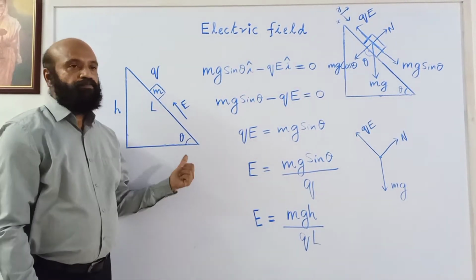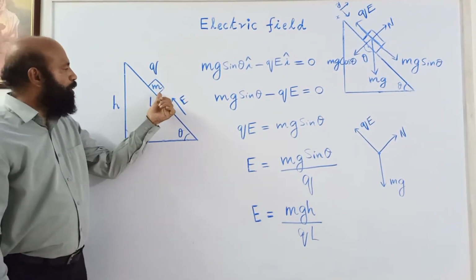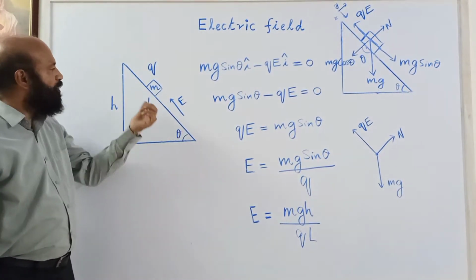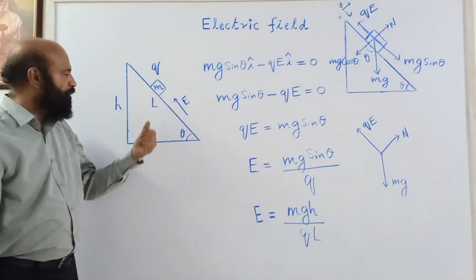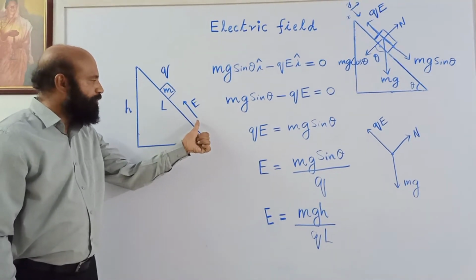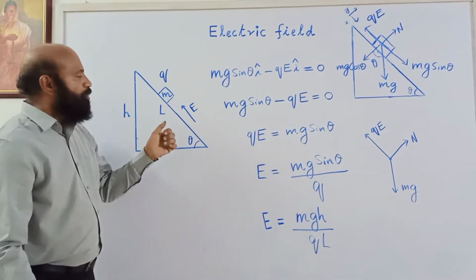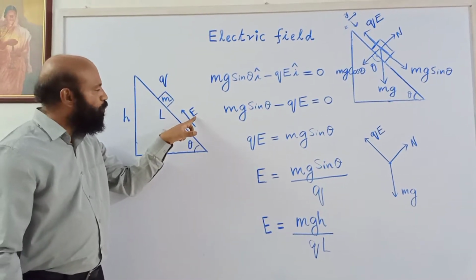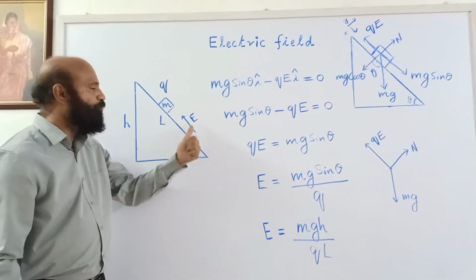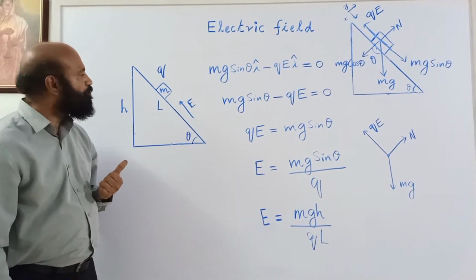Let us see a problem based on electric field. A block of mass M carrying a charge of Q is placed on an inclined plane as shown in the figure. This angle is theta and a uniform electric field is applied such that this block is at rest. The problem is to find out the expression for the electric field needed to keep this block at rest.